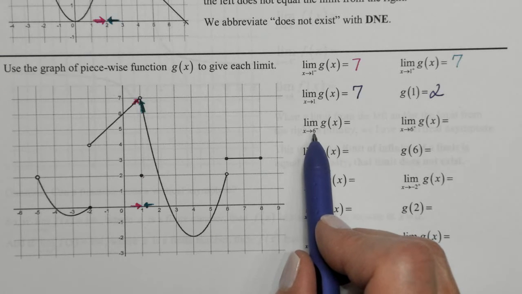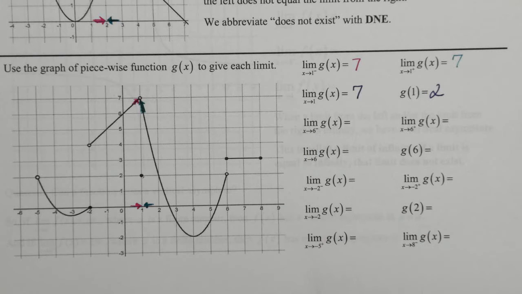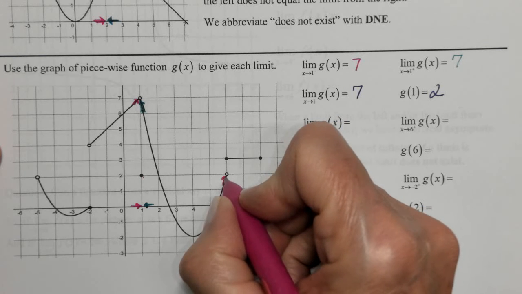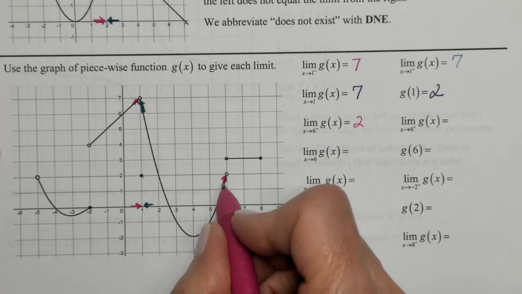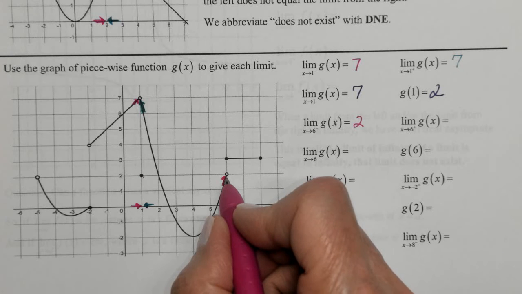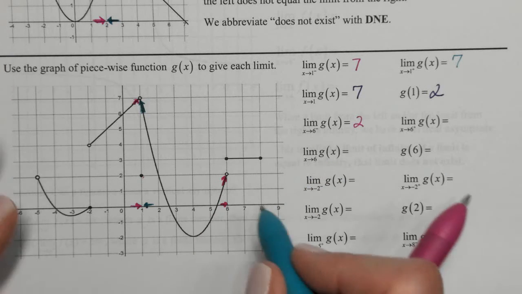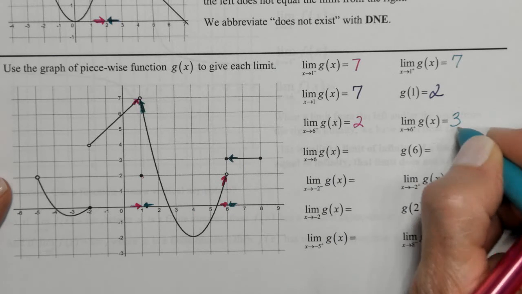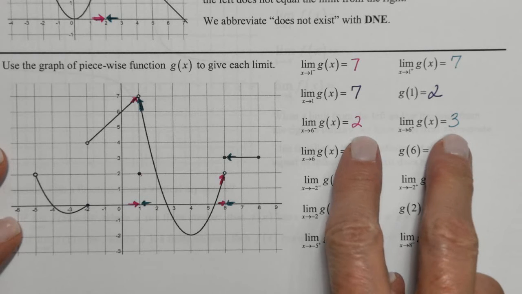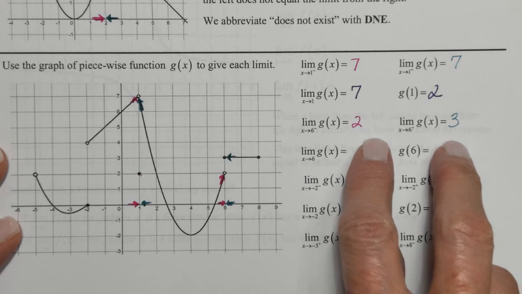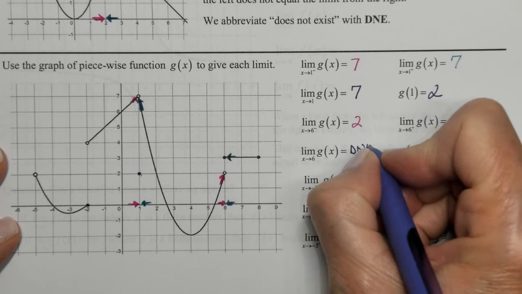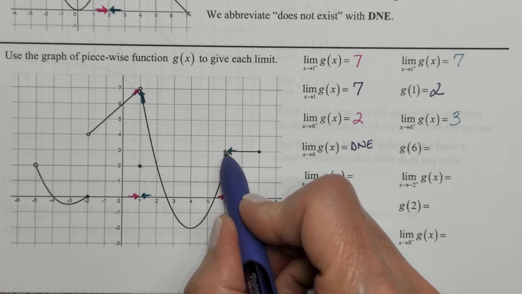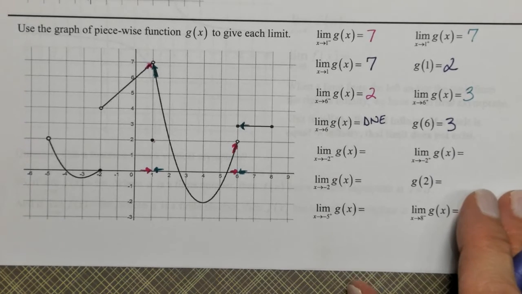Let's go now to x going to 6 from the left. There's x approaching 6 from the left. Where's the function? The function is approaching 2. The function thinks it's going to get to 2. It's intending to go to 2 from the left. What about from the right? From the right, the function is up here, and it thinks it's going to get to 3. Are these the same? Does this exist? No. As x goes to 6, this limit does not exist. Now, what actually is g of 6? Well, g of 6 is 3. This is a lot about reading the graph.